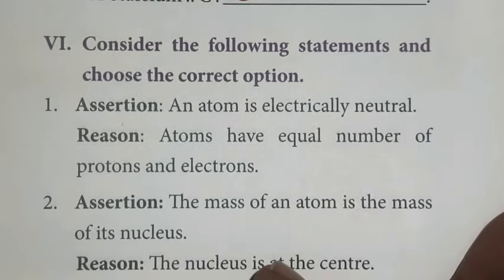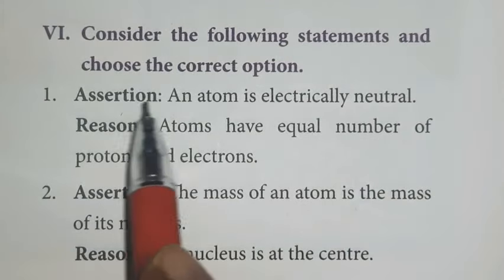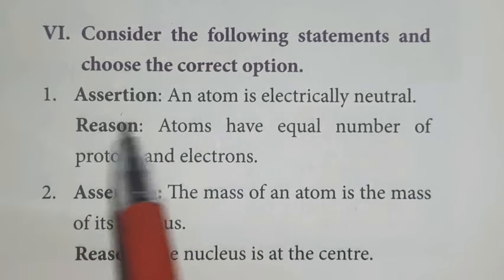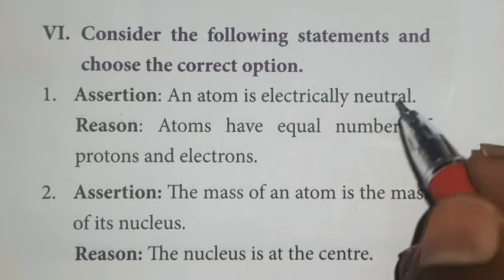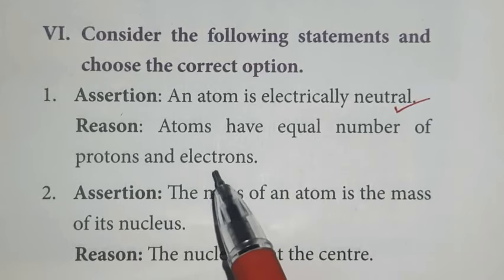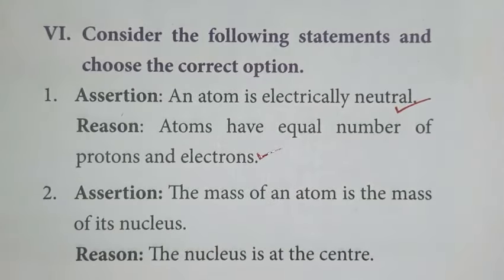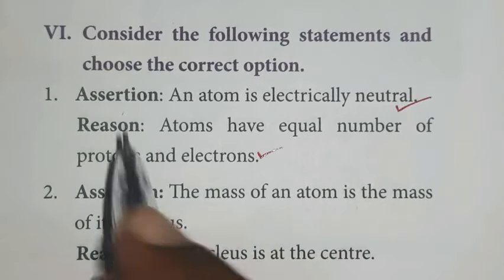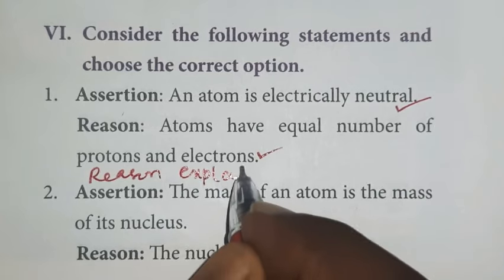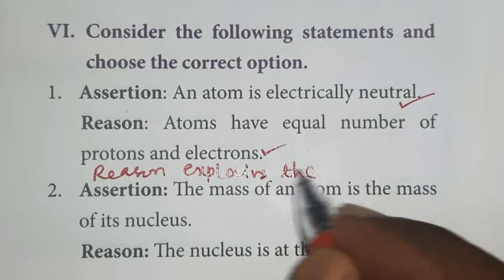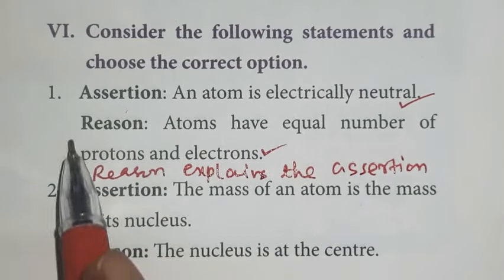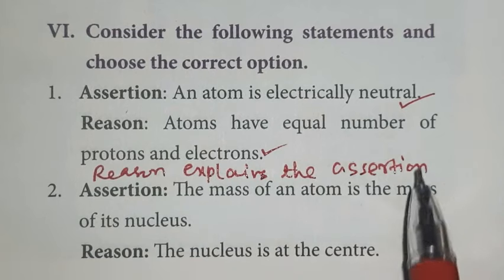Next, sixth part, consider the following statements and choose the correct option. First one, assertion, an atom is electrically neutral. This is true. Reason, atoms have equal number of protons and electrons. This is true. So assertion and reason both are true. Reason explains the assertion.